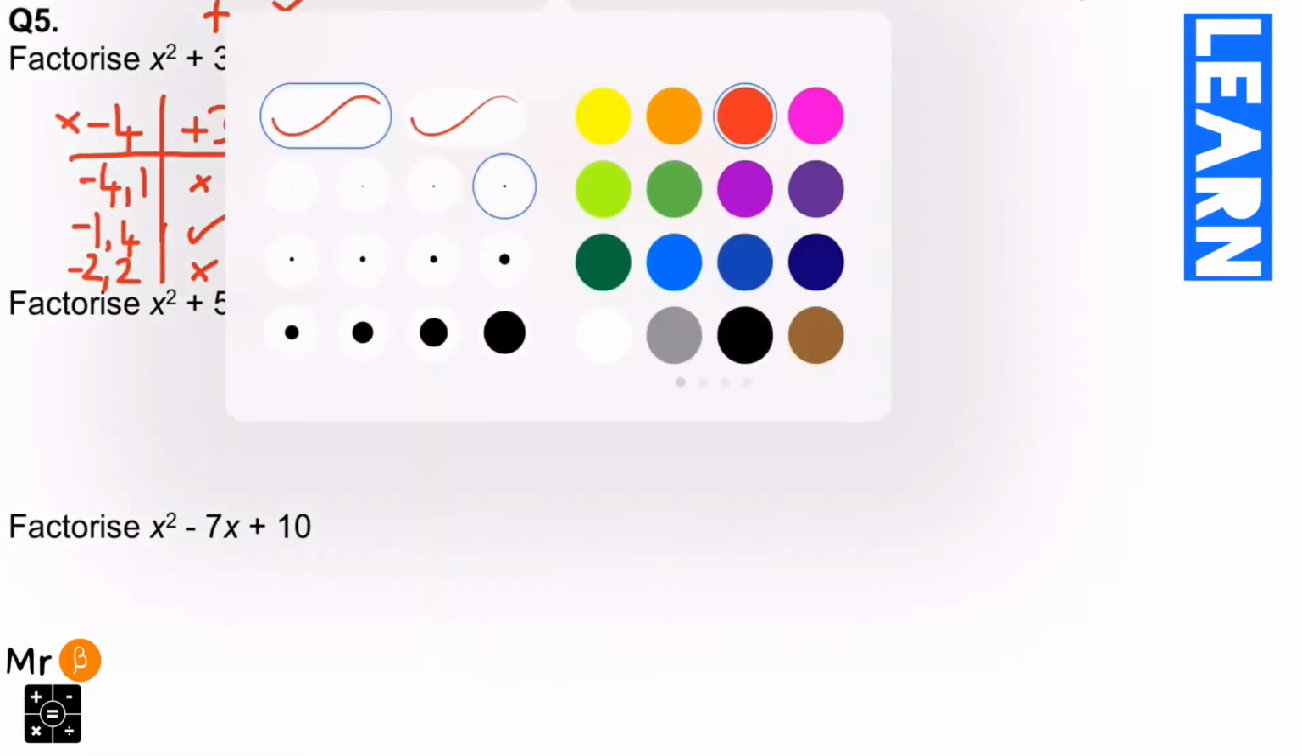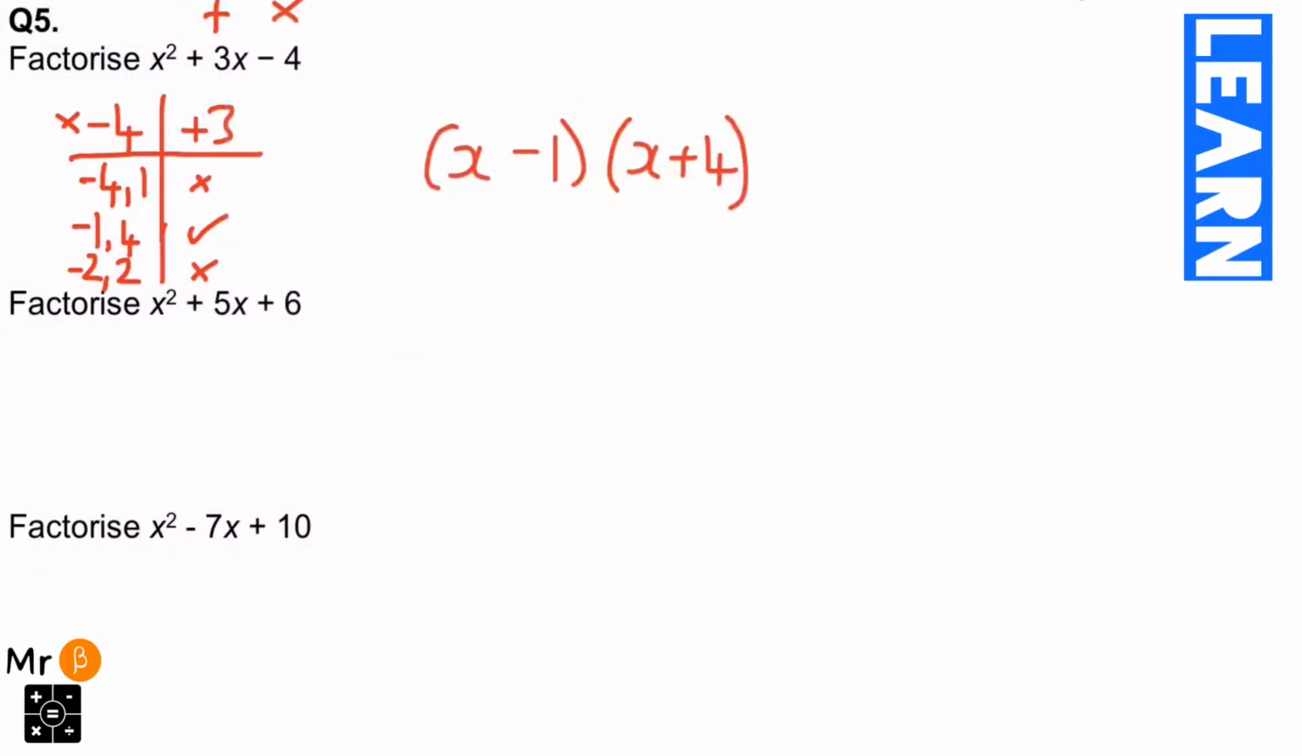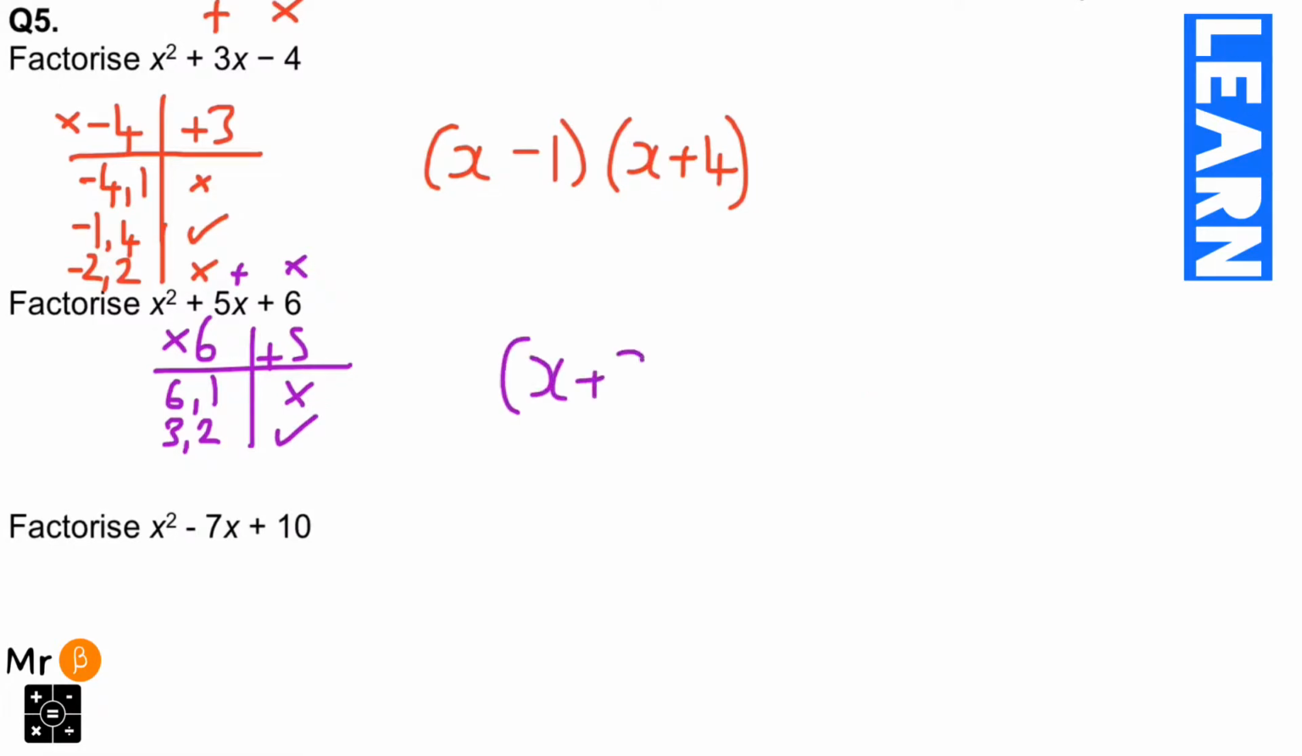Question 2, very similar. We're timesing to make the 6, adding to make the 5. Write down our factors of 6, 6 and 1, 3 and 2. 6 plus 1 is 7 and not 5. 3 plus 2 gives you 5. So therefore your answer is x plus 3, x plus 2.